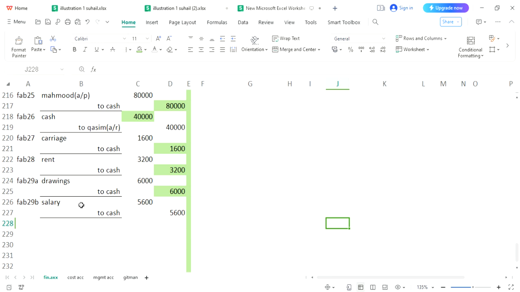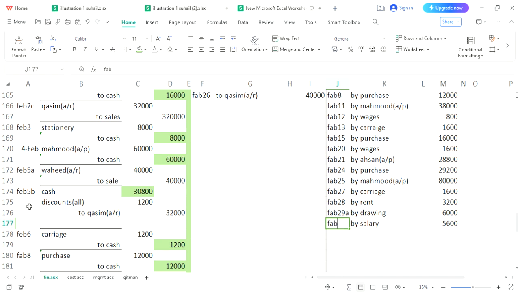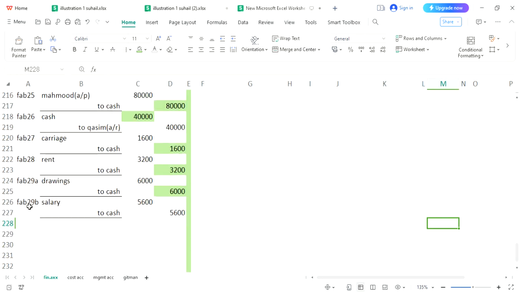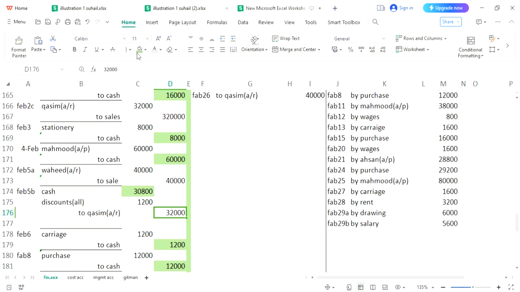Date is very important. February 29B is the date, so we are putting February 29B in date column. Reference has been written, amount has been posted. In other words, 5600 amount is completed, so we are marking it as done. So all entries in the journal with reference to cash have been posted. It means the procedure of posting, step 1 of making ledger, has been completed.